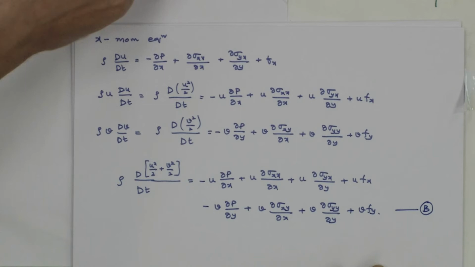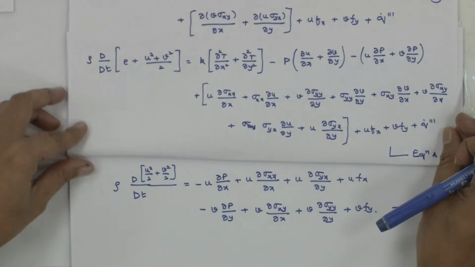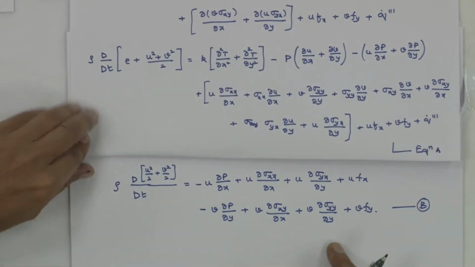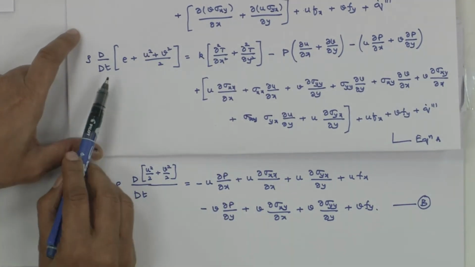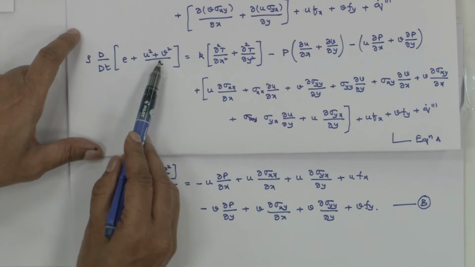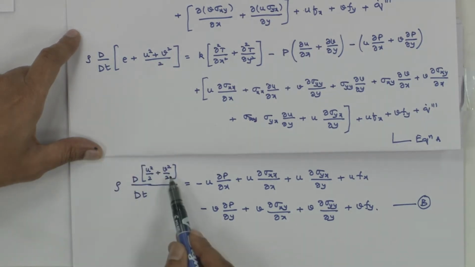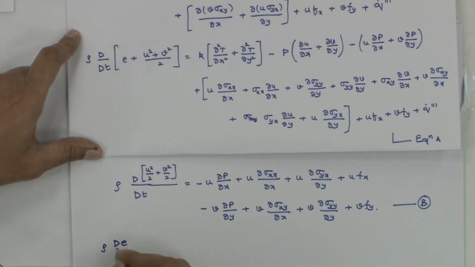What I am trying to do here is deduct equation B from equation A, that is A minus B. We have A here and we have B here. If I deduct, on the left hand side you have E plus u squared plus v squared by 2, and here you have u squared by 2 plus v squared by 2. So on the left hand side you are going to get rho dE by dt, that is it.